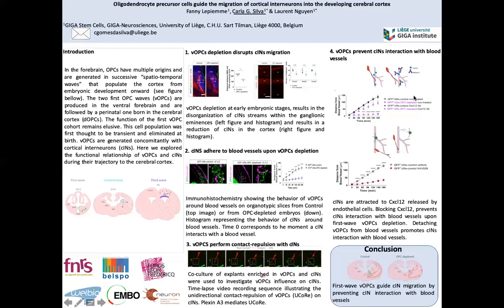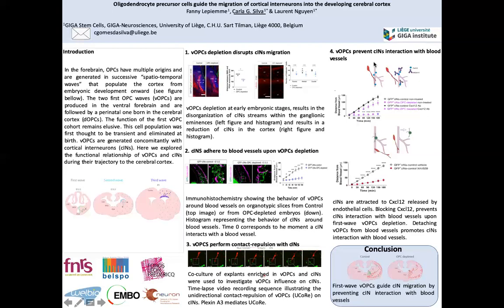We did several experiments that allowed us to understand why OPCs perform this contact repulsion with interneurons. We figured out, by playing with the levels of CXCL12, a chemokine that is an attractant for both populations, that interneurons are attracted to blood vessels because endothelial cells release CXCL12, but CXCL12 is also an important chemokine for OPCs to regulate their migration and proliferation.